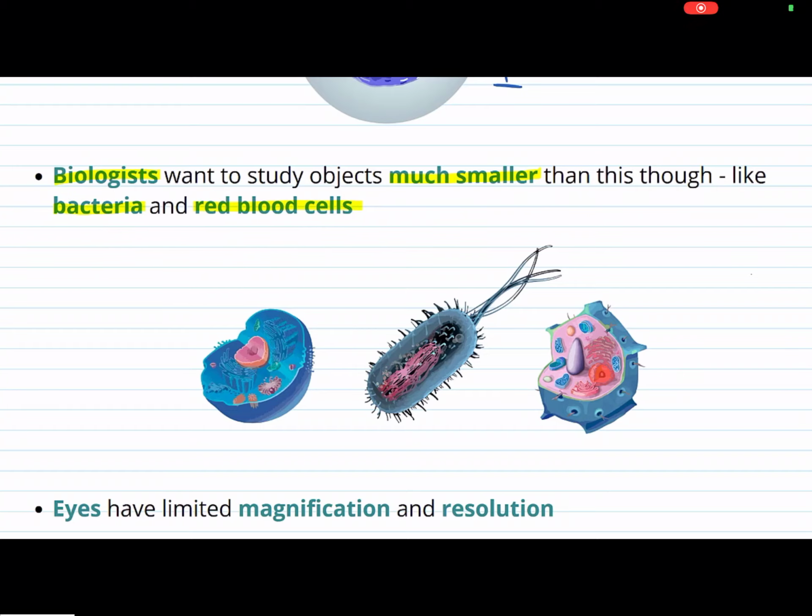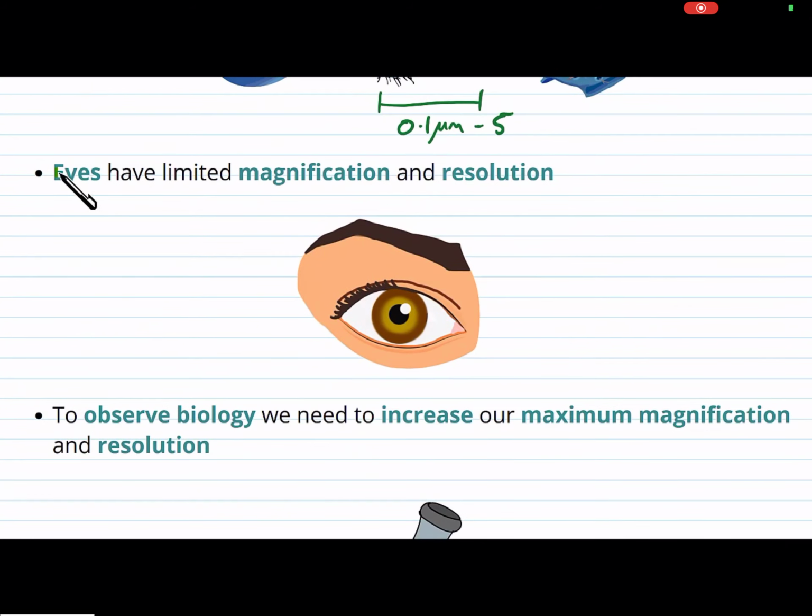For example, eukaryotic cells tend to be roughly 1 to 20 micrometers in size. Bacterial cells are often 0.1 micrometers in size up to about 5, so they can be really small. And the eyes are limited because they don't have enough magnification or resolution, which are two terms that we'll go into more detail about in the next slide.